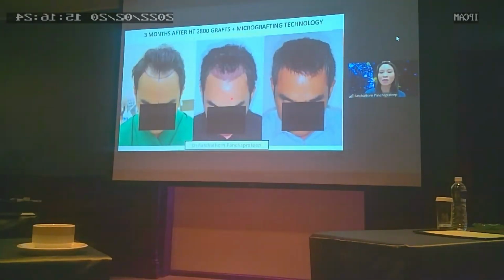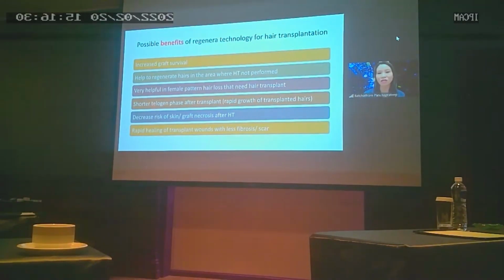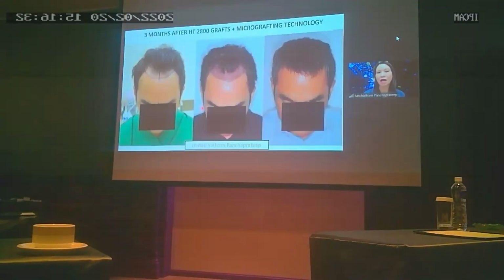This is another example of the advantage of the regenerative: I think it can shorten the shedding phase after the hair transplantation. That means I see rapid growth of the hair after the hair transplantation. This is only 3 months after hair transplantation, and I see a lot of hair coming. Mostly after hair transplantation, hair comes at 4 months. This is 3 months, a very big change.